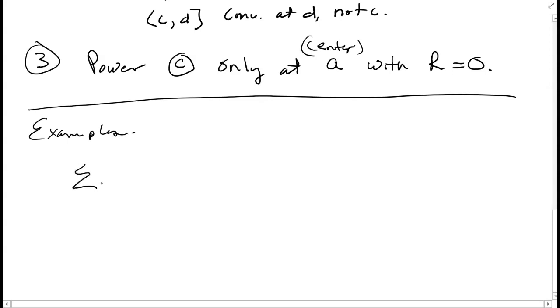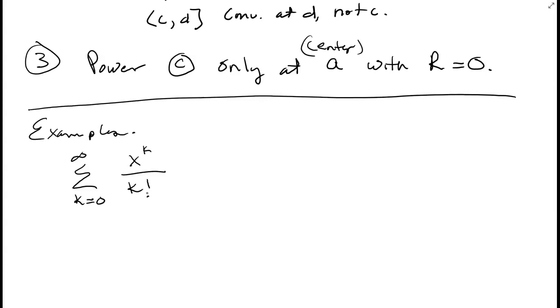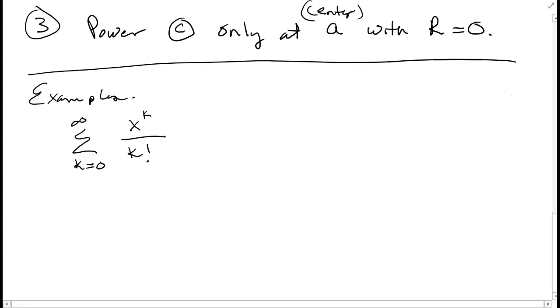For the first one, I want the summation k equaling 0 to infinity of x to the k over k factorial. So this is kind of like a geometric series, x to the k, with a 1 over k factorial coefficient. All right, so what we want to do is find the interval. The directions are always going to read: find interval and radius of convergence.